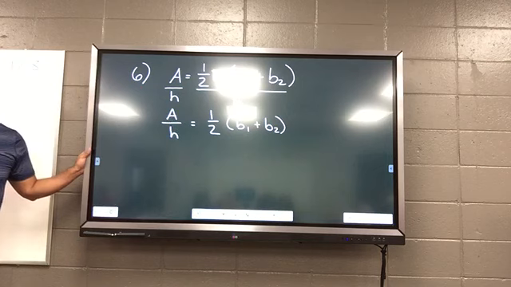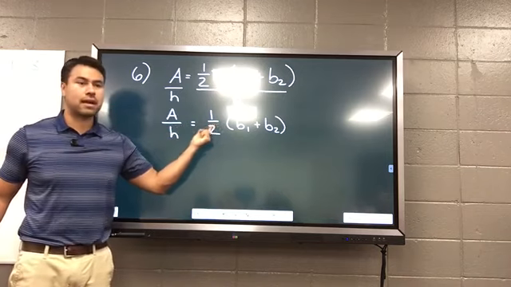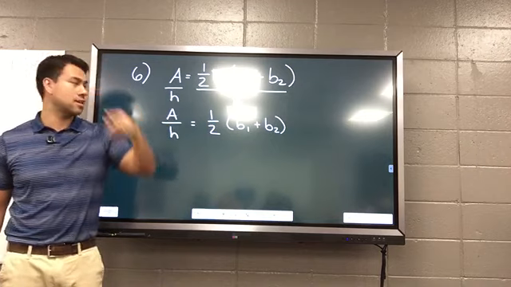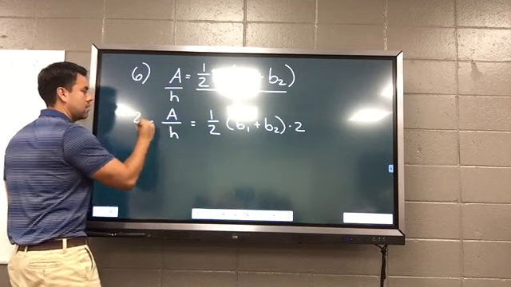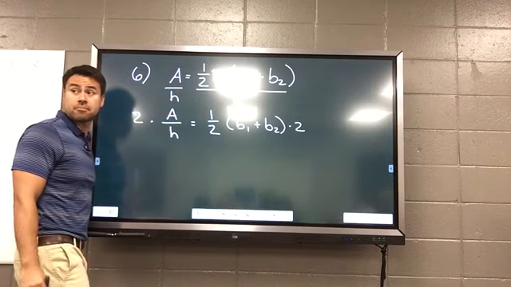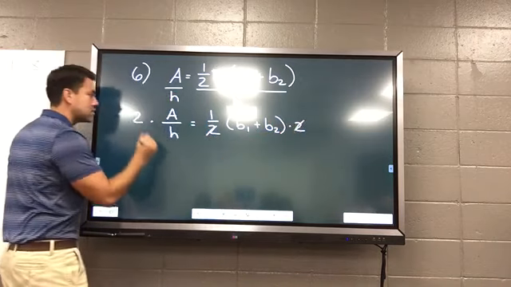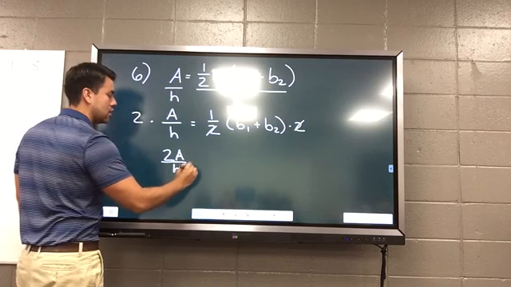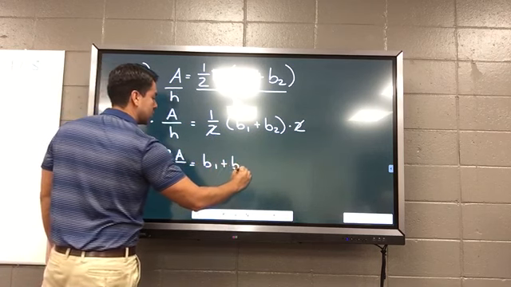Multiply each side by 2. Good. I multiply both sides by 2. I thought these were being multiplied. They are, but what can you do to undo multiplication of a fraction? What's the reciprocal of 1/2? 2 over 1. Okay, so here I'm left with 2A over H equals B sub 1 plus B sub 2.